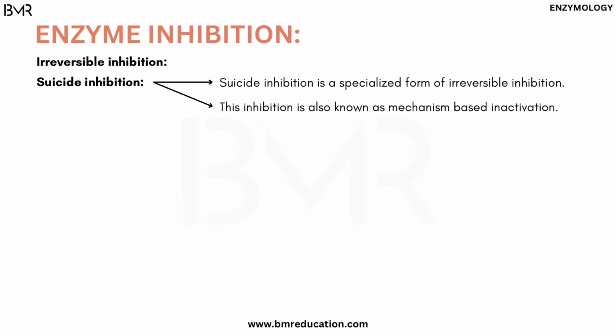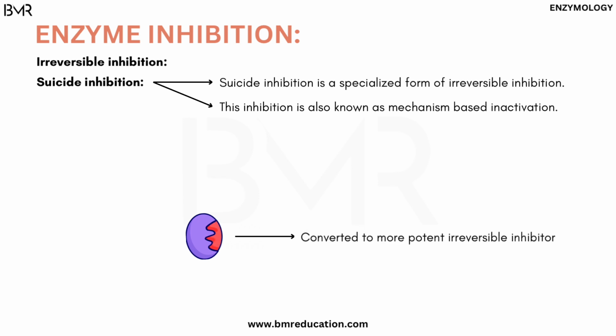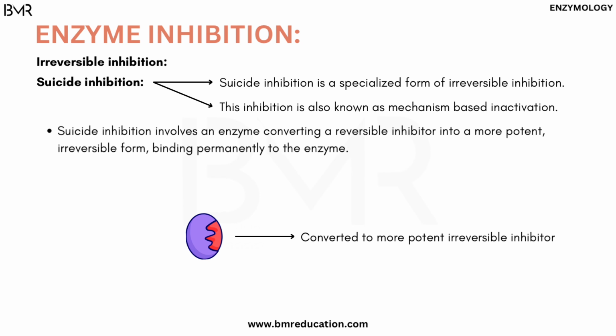Suicide inhibition. Suicide inhibition is a specialized form of irreversible inhibition. This inhibition is also known as mechanism-based inactivation. The inhibitor makes use of the enzyme's own reaction mechanism to inactivate it. Here there is an enzyme and a reversible inhibitor. This inhibitor binds to the enzyme, and then by the enzyme's reaction it is converted to a more potent, irreversible inhibitor. So the suicide inhibition involves an enzyme converting a reversible inhibitor into a more potent, irreversible form binding permanently to the enzyme.